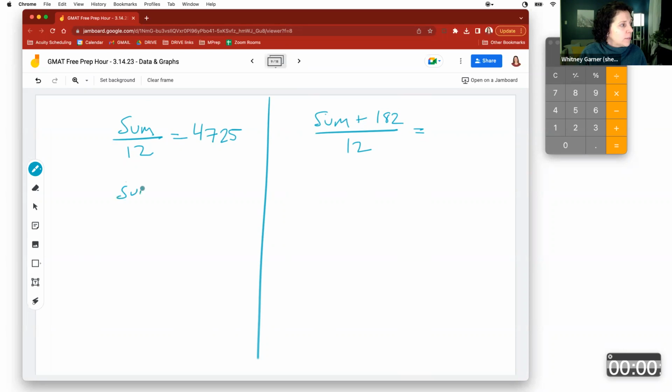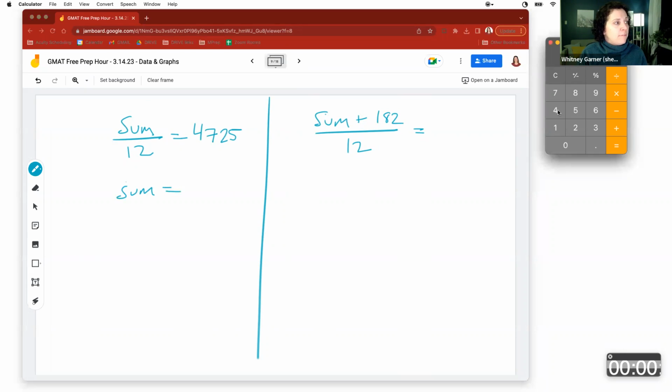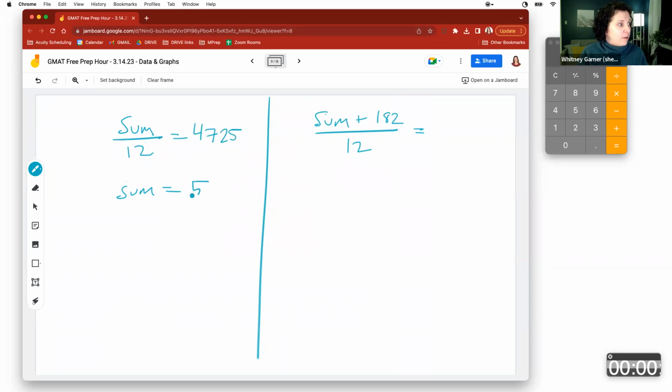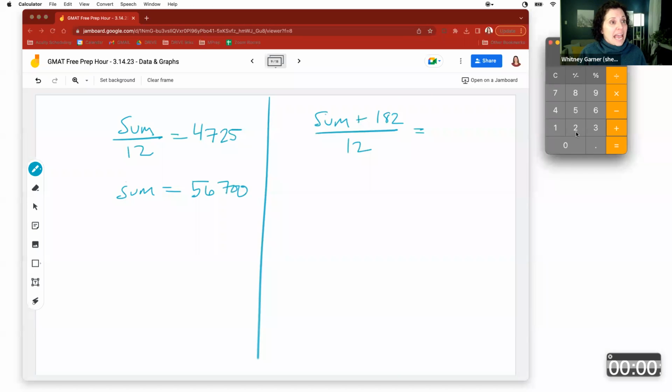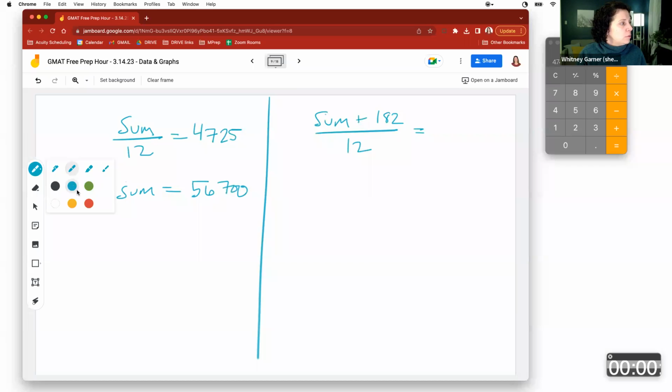So I could say, all right, well, the original sum would have been 4,725 times 12. So the new sum, and I'm going to write that down, 56,700. I'm then going to take that and add 182 to it, double check, yes. And then I'm going to divide that number by 12. So if I plug this in, the new average is 4,740-ish.